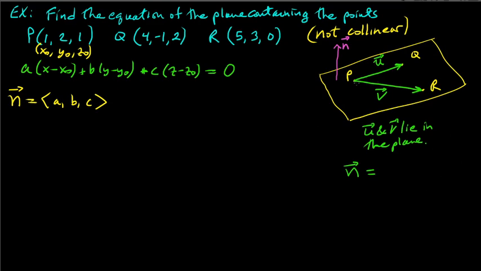Think back to the last section, the last video we did. How do you find a vector perpendicular to two other vectors? Or I should say, a vector orthogonal to two other vectors. Yep, so the answer is take the cross product. The cross product will always be orthogonal to both vectors. So my vector n will be orthogonal to both u and v. And if u and v are in the plane, then the vector n will be orthogonal, or I should say normal, to the plane.